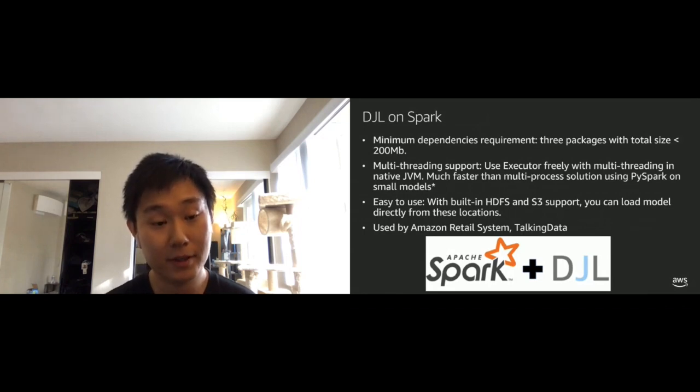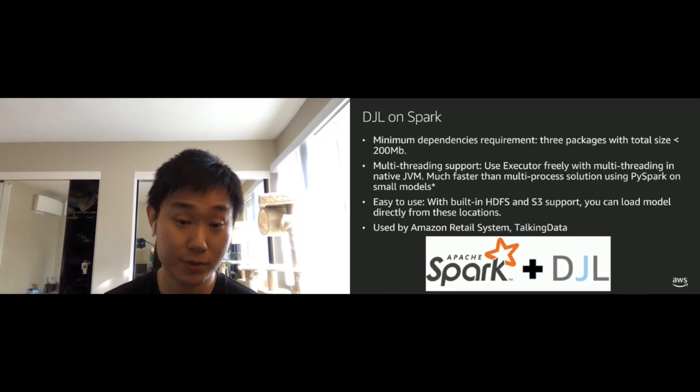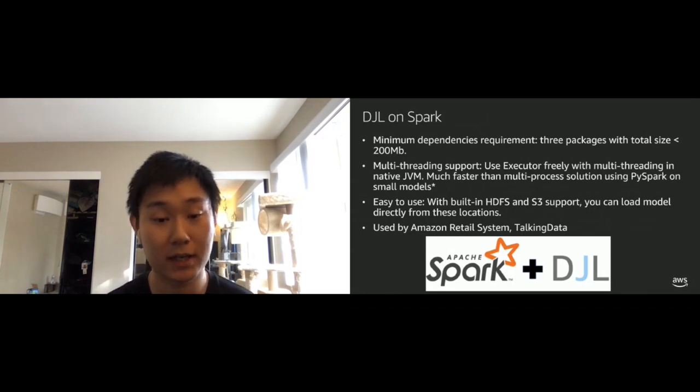And the djl library is also designed to be very easy to use. You can leverage our plugin with HDFS and S3. You can load the model directly from these domains, so you don't worry about where you want to store the model and how you want to clean up the models. This is being used by the Amazon retail system and also the Chinese firm called Talking Data for big data processing.